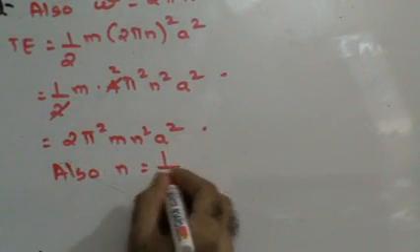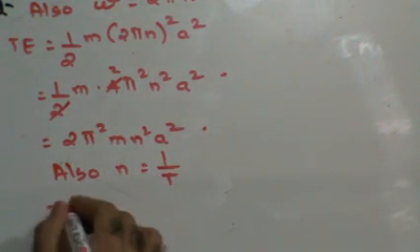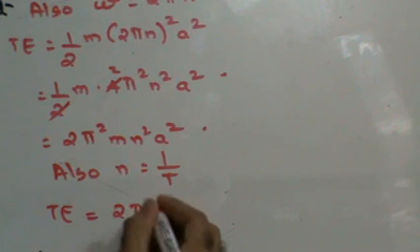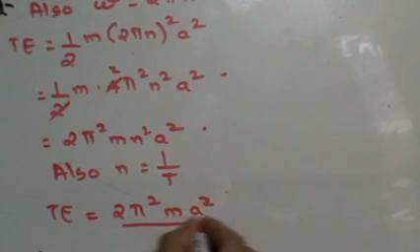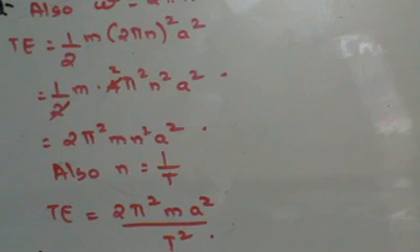I am deriving total energy in different forms, right? One is half m omega square a square. Second is half k a square. Third is 2 pi square m n square a square. I can also say frequency is nothing but 1 upon T. Therefore, total energy can also be represented as 2 pi square m a square upon T square. Right? Do we get this? So these are the different ways in which total energy can be represented.